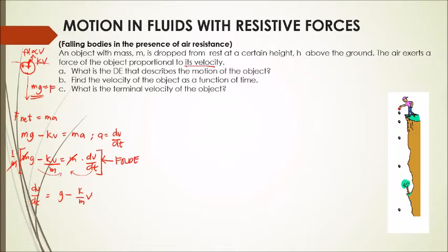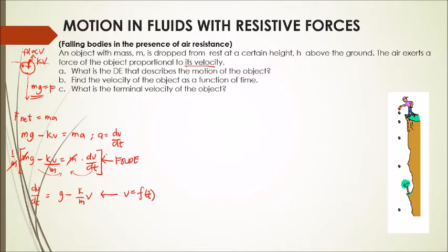As you can see, we have to express it this way because v is our dependent variable. This equation is not yet the finalized general solution of the differential equation. It is a function of t, so it should be expressed in this manner: dv over dt equals g minus k over m times v.